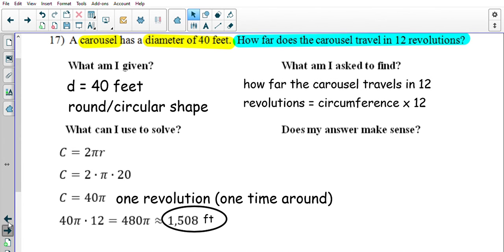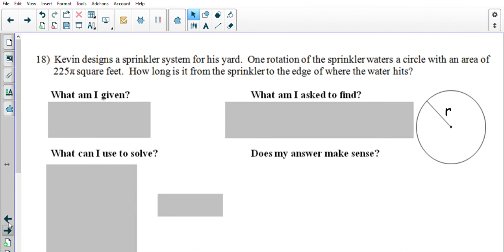These word problems are tough, but again, you have to figure out what am I given? What am I asked to find? And then what formula can I use to solve? Because you can imagine this unit is called geometric formulas. You're probably going to use a formula. All right, so number 18, I'm going to be honest here. This one's a little bit more difficult than what you're going to see on your test or quiz or anything like that, but I still think it's a good problem for us to talk about because it does address word problems with formulas. So in number 18, it says, Kevin designs a sprinkler system for his yard.